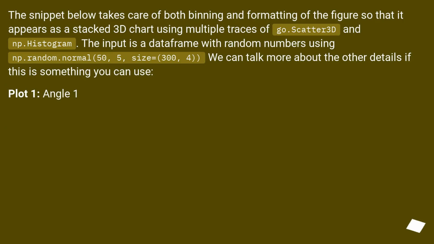The snippet below takes care of both binning and formatting of the figure so that it appears as a stacked 3D chart using multiple traces of go.Scatter3d and np.histogram. The input is a data frame with random numbers using np.random.normal(50, 5, size=300). We can talk more about the other details if this is something you can use.